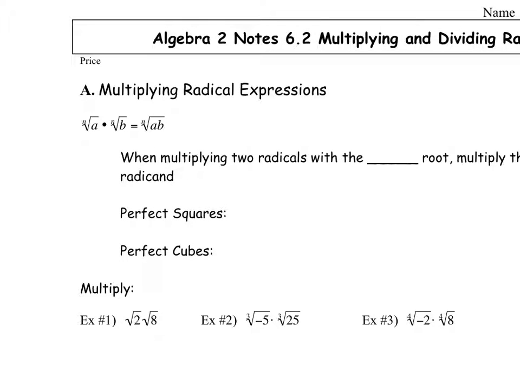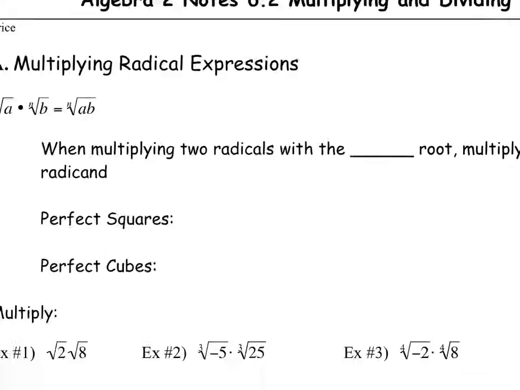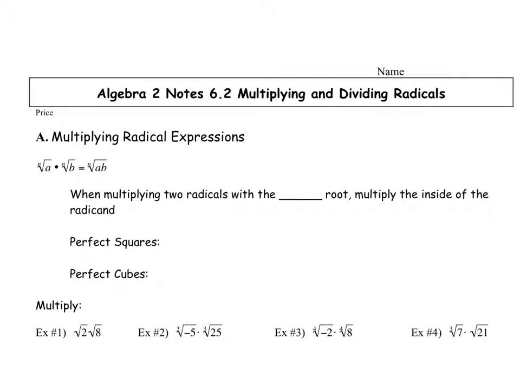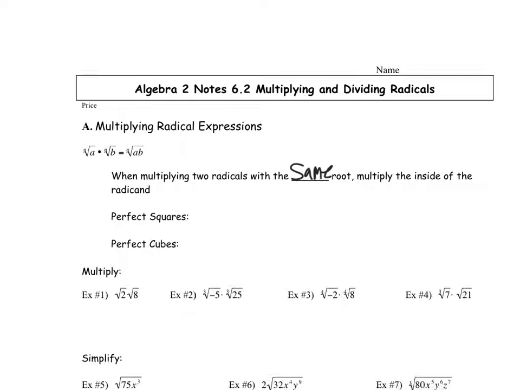I should probably record. Multiplying radical expressions. Now it says, when multiplying two radicals with the blank root, multiply the inside of the radicand. You know what word that is there? Same. Same root. Okay, if you're going to multiply a cube root times something, it better also be a cube root. You can't multiply things that are different.